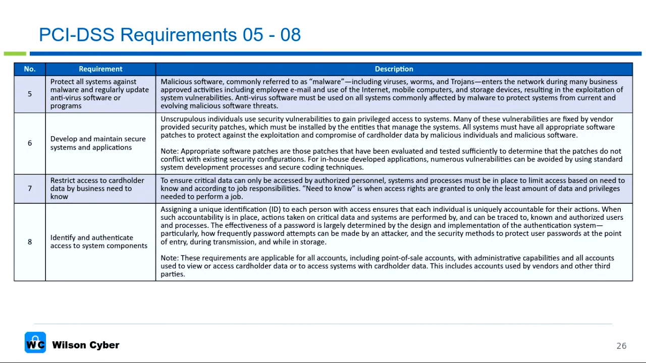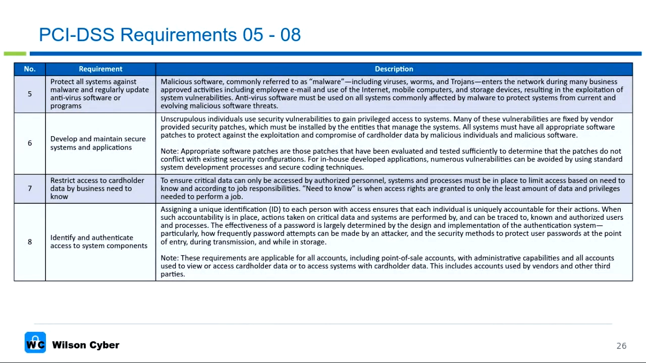Requirement 6, develop and maintain secure systems and applications. Unscrupulous individuals use security vulnerabilities to gain privileged access to systems. Many of these vulnerabilities are fixed by vendor-provided security patches, which must be installed by the entities that manage the systems. All systems must have appropriate software patches to protect against the exploitation and compromise of cardholder data by malicious individuals and malicious software. Note, appropriate software patches are patches that have been evaluated and tested sufficiently to determine that the patches do not conflict with existing security configurations. For in-house developed applications, numerous vulnerabilities can be avoided by using standard system development processes and secure coding techniques.